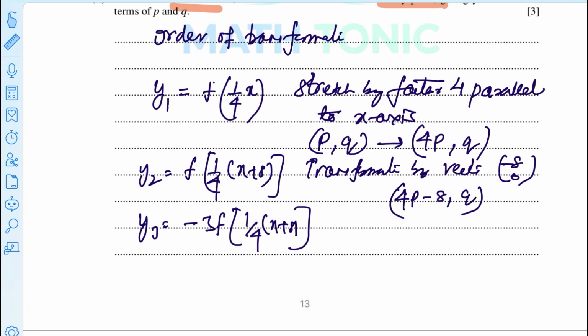So it will be a stretch by factor minus 3, parallel to what axis? Parallel to the y-axis. What will the new coordinate be? So (4p minus 8, minus 3q). That is the answer for this question.